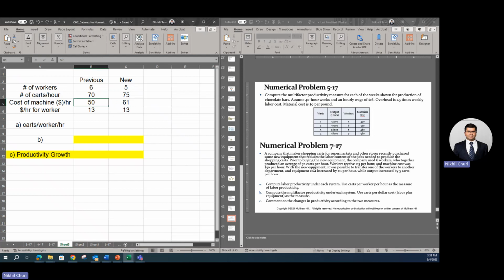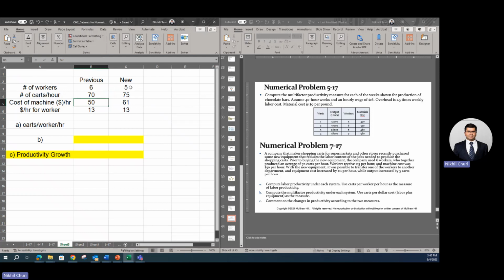So this was the previous or current state, and you're trying to find the new or future state. For that, this is the information that is given. They are saying with the new equipment, it was possible to transfer one of the workers to another department, meaning the same amount of work is done by one worker less.